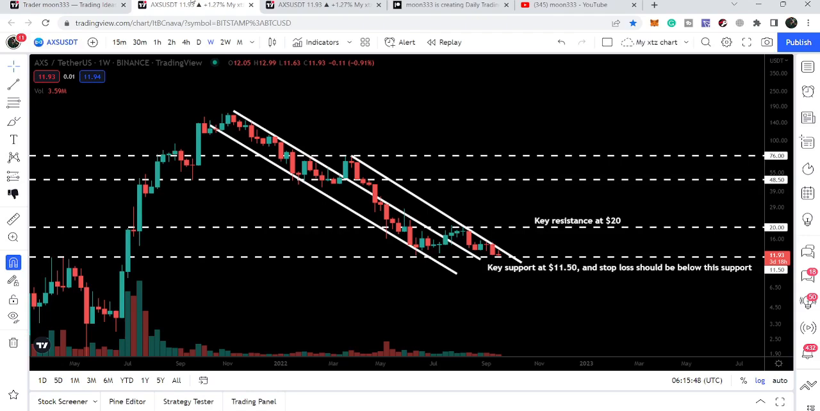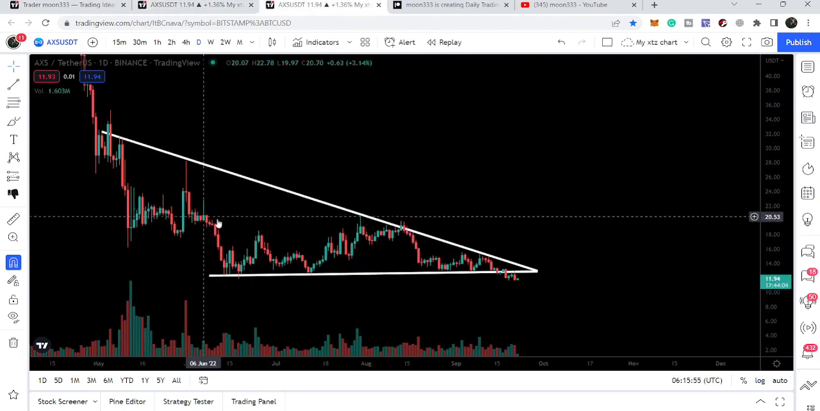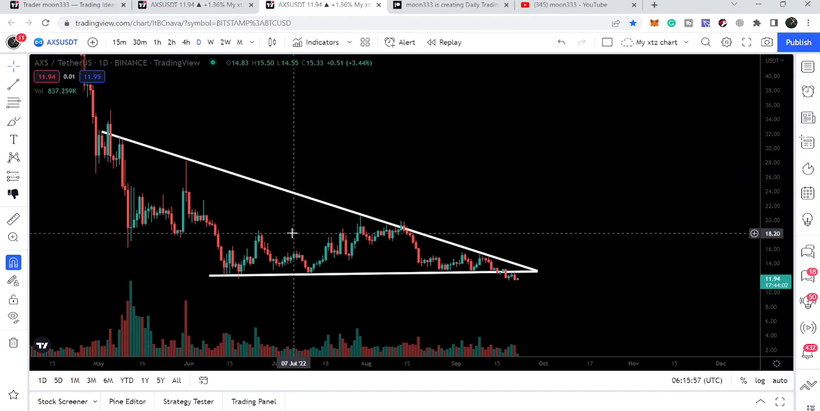In today's video, we will once again take a look at this breakout from this down channel. And here Axie Infinity has found another resistance, and on the smaller time frame, Axie Infinity has broken down the support of this descending triangle.